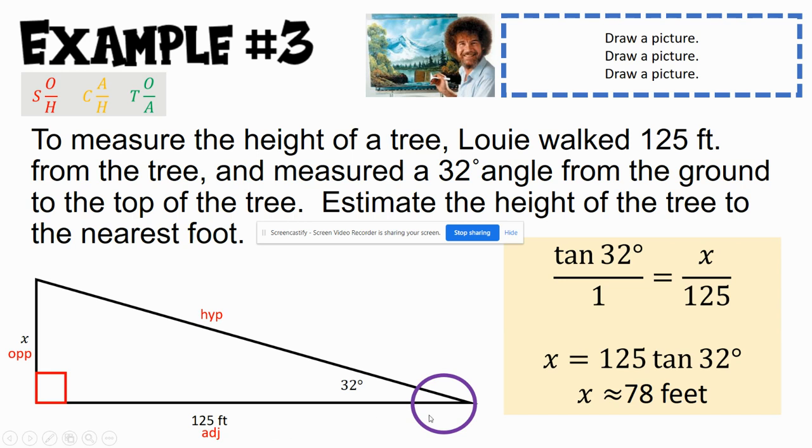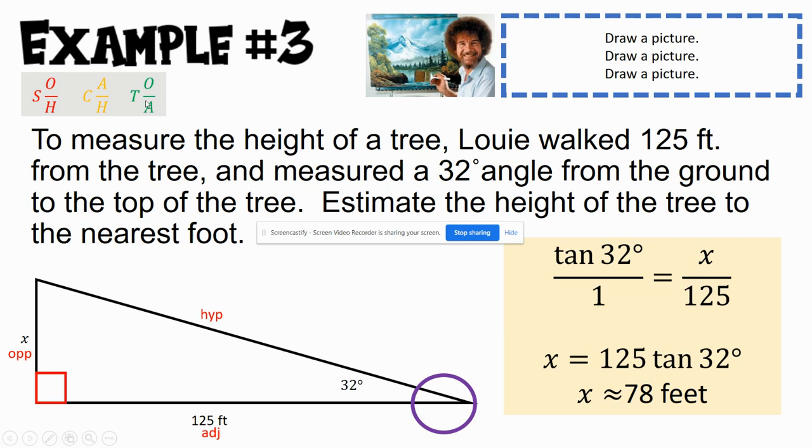What side length did you want to know? You want to find that opposite side. So then you think about your trig ratios. Which trig ratio, sine, cosine, or tangent, uses opposite and adjacent? And so that's why you would use tangent. It's always tangent of that angle that you're working off of. So a tangent of 32 degrees, and it's set equal to your ratio.